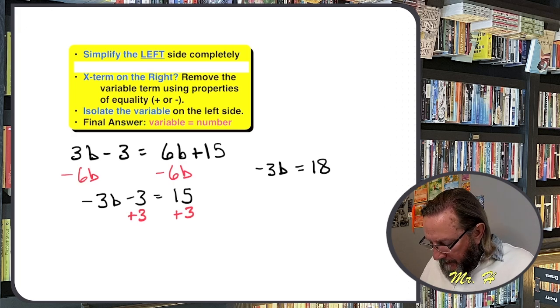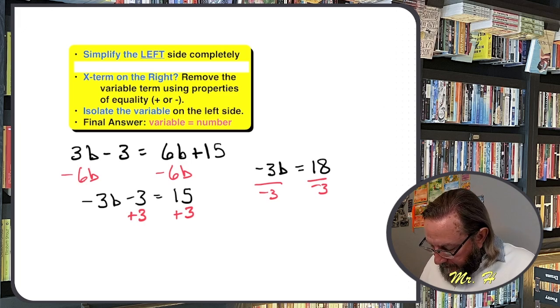Now we've got to get the b all alone. It's being multiplied by negative 3, so we're going to divide by negative 3. Got that just like so. The negative 3's divide out, which is what we want them to do, and we're being left with b equals negative 6. And so that right there is our final answer.